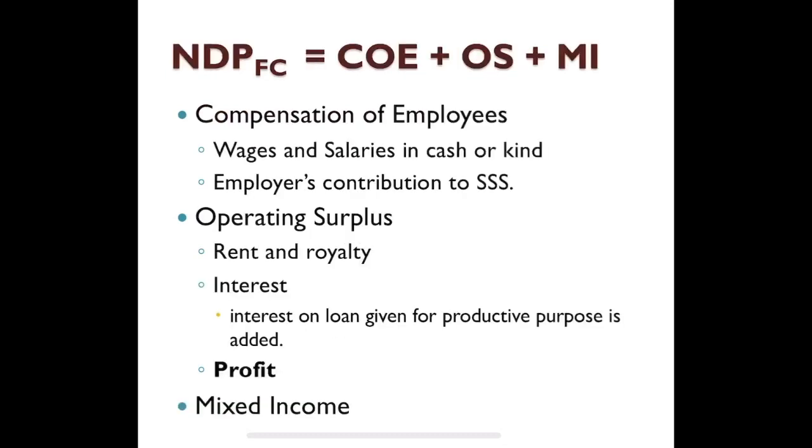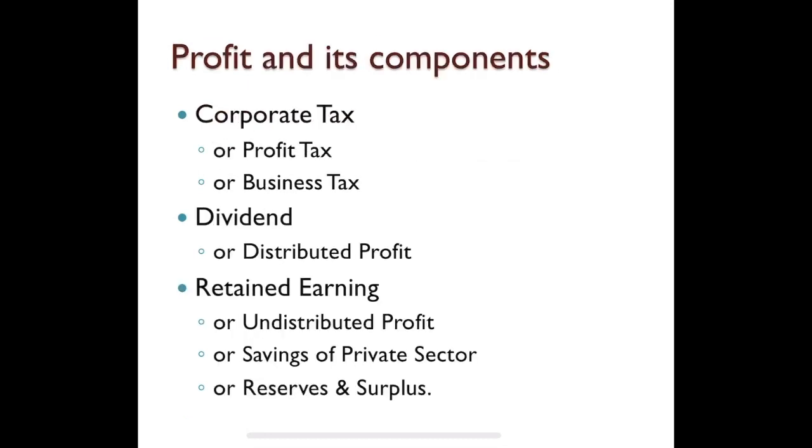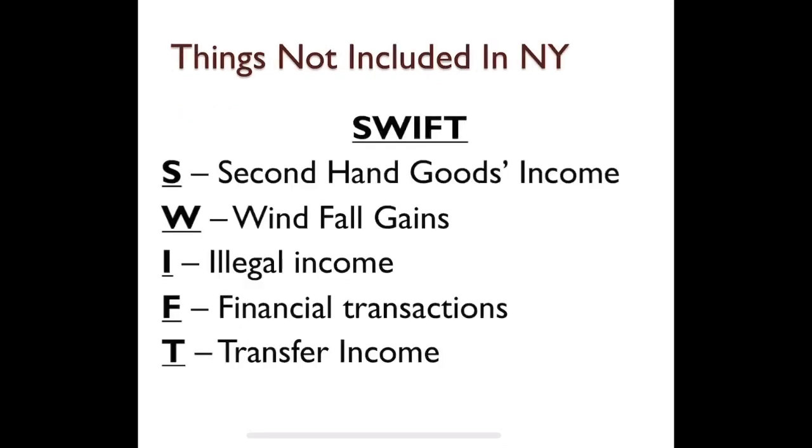So our third component of NDP-FC is mixed income, that is mixed income of self-employed. Sometimes you cannot bifurcate the income as rent, interest and profit. There comes the mixed income. Add all of that, you will reach NDP-FC. NDP-FC is the domestic income, then subtract. Now you understand whatever is included. You must know whatever is not included in the national income.